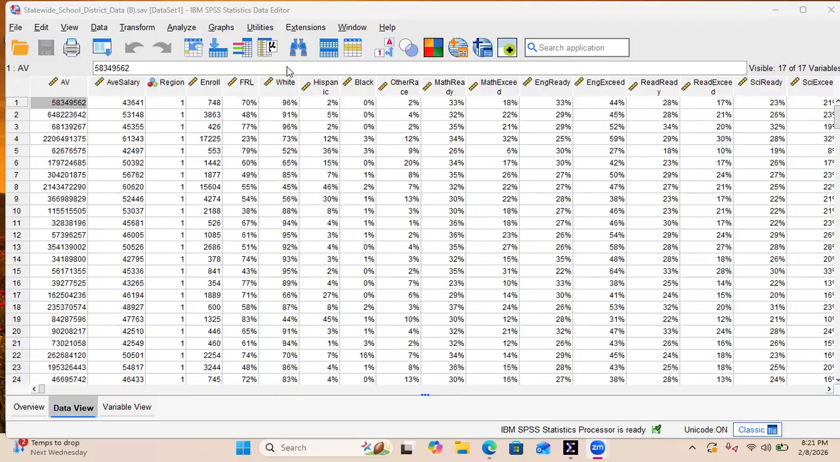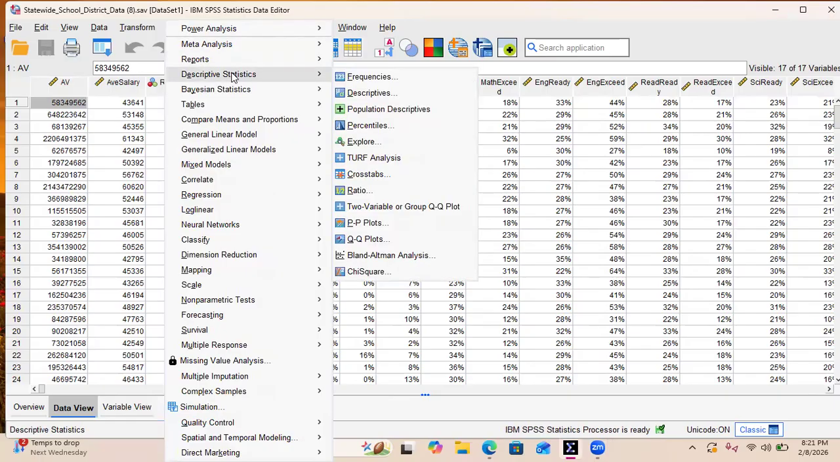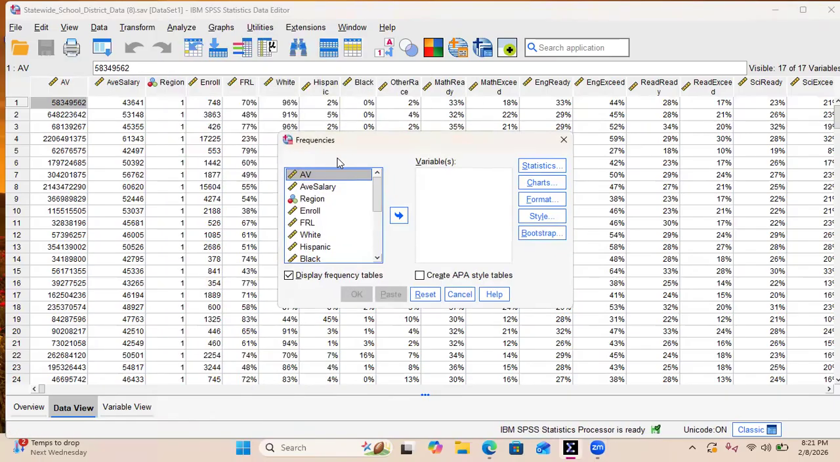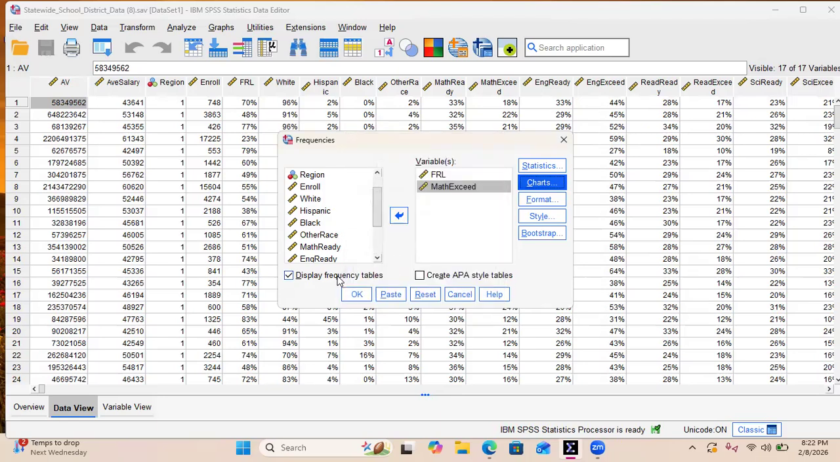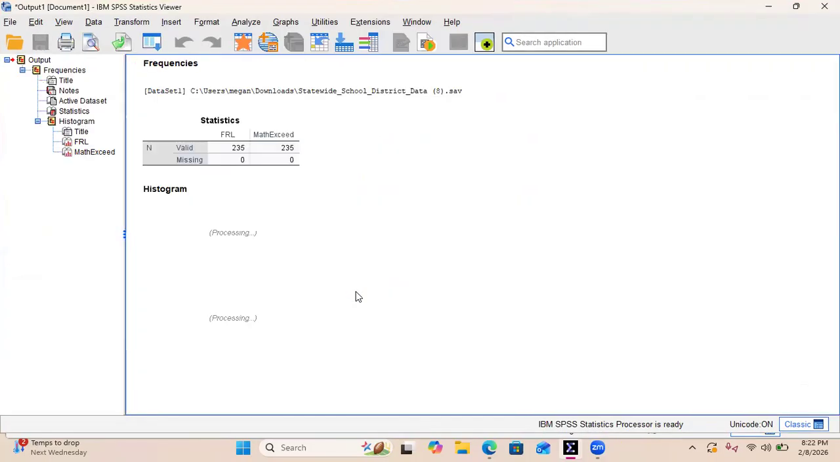So in order to do that, we're going to go up to Analyze, Descriptive Statistics, and then Frequencies. We're going to move over Free and Reduced Lunch, Exceeding Math, and then we need to go ahead and click on Charts. Make sure that we have our histograms. We want to show a normal curve on our histogram and then hit Continue. Now, we don't really need to have frequency tables for this test, so we're going to uncheck that and hit OK.